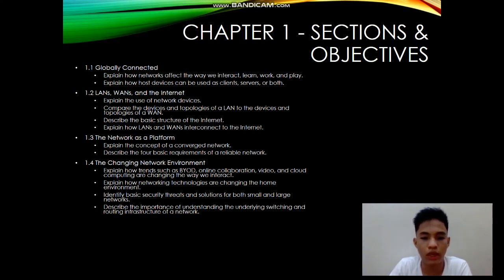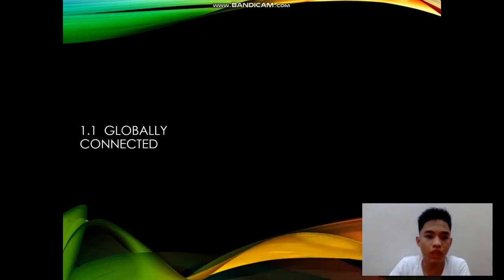trends such as BYOD, online collaboration, video, and cloud computing are changing the way we interact, explain how networking technologies are changing the home environment, identify basic security threats and solutions for both small and large networks, and describe the importance of understanding the underlying switching and routing infrastructure of a network.